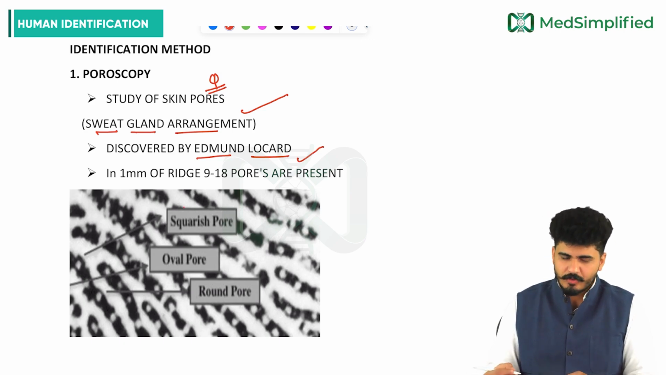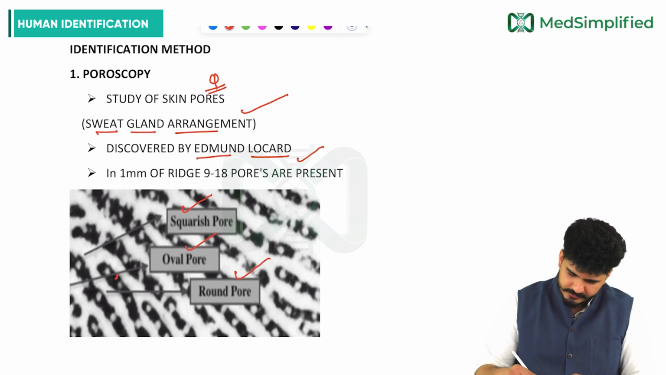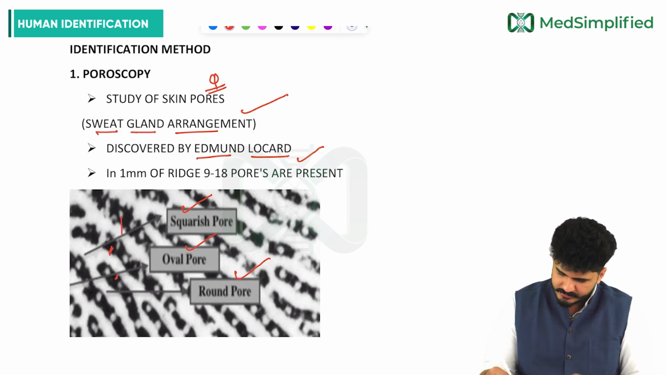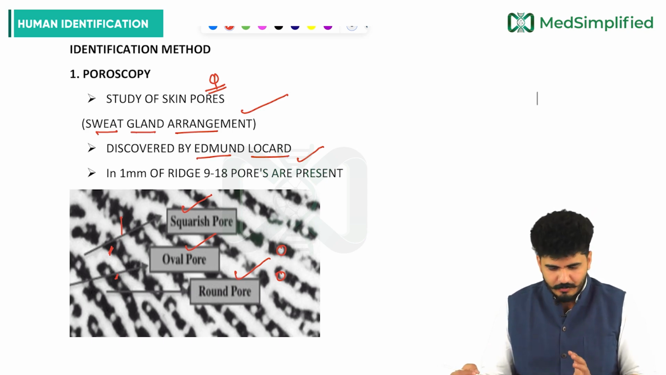What is the shape of a pore? Pores can be squarish, oval, or round. You can see these black ones are the ridges, and the holes inside them are the pores. So the study of pores is called poroscopy.